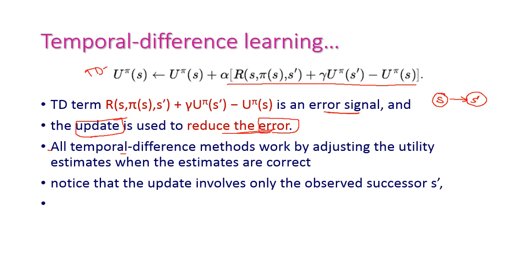All the temporal difference methods work by adjusting the utility estimate. This is important: by adjusting the utility estimate when estimates are correct. That is, if we exactly predict the S dash in the uncertain environment, and if the utility is correct, then the estimate will be adjusted according to the utility of the current state. And notice that the update involves only the observed successor state.